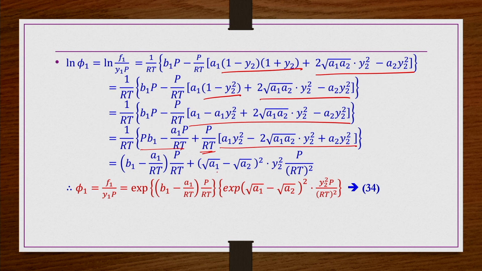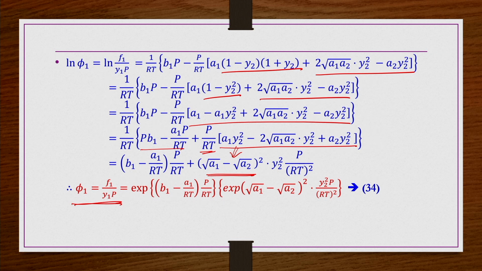So this term I can write as square root of a1 minus square root of a2 whole square, and then the remaining terms are as it is, that is y2 square p by RT square. Okay. So finally, ln phi1 we are having b1 minus a1 by RT multiplied by p by RT plus square root of a1 minus square root of a2 whole square p y2 square by RT square, or phi1 is equal to f1 by y1 p is equal to exponential of b1 minus a1 by RT multiplied by p by RT and exponential of square root of a1 minus square root of a2 whole square p y2 square by RT square.